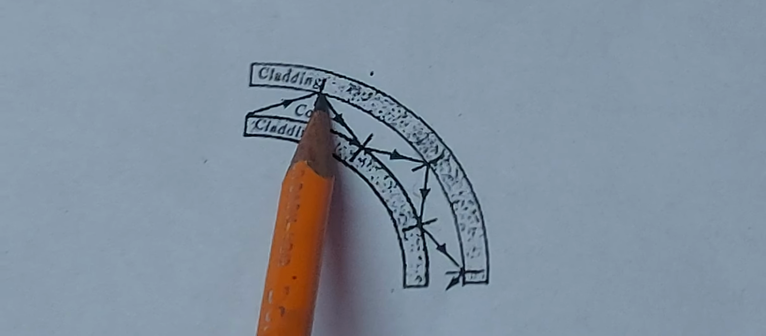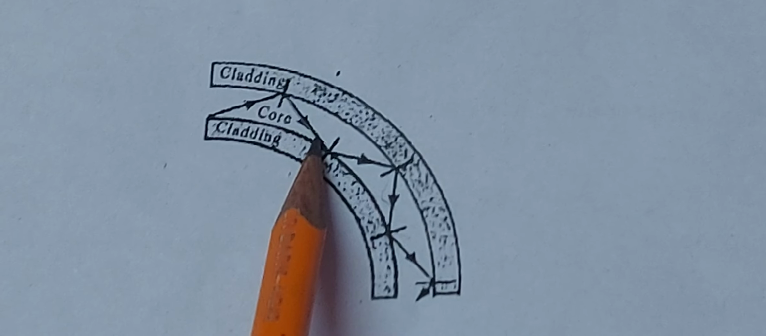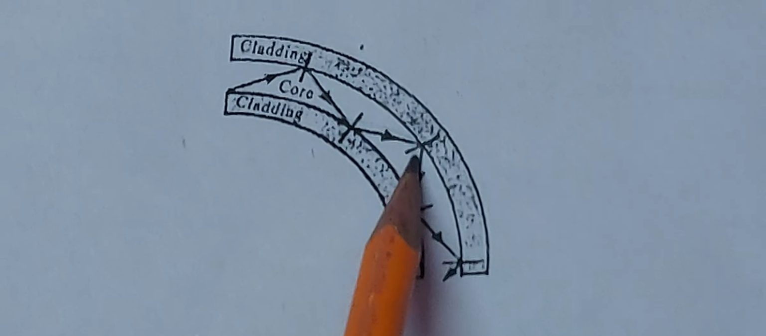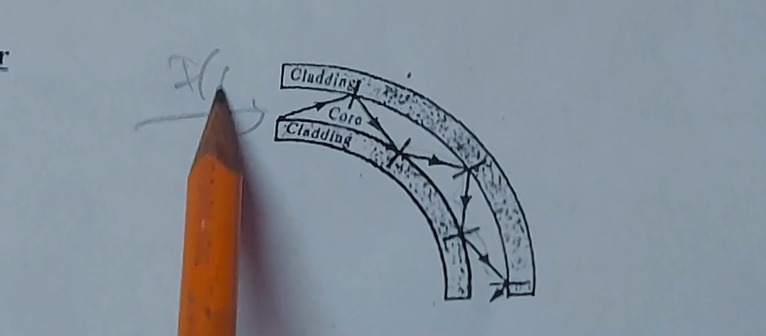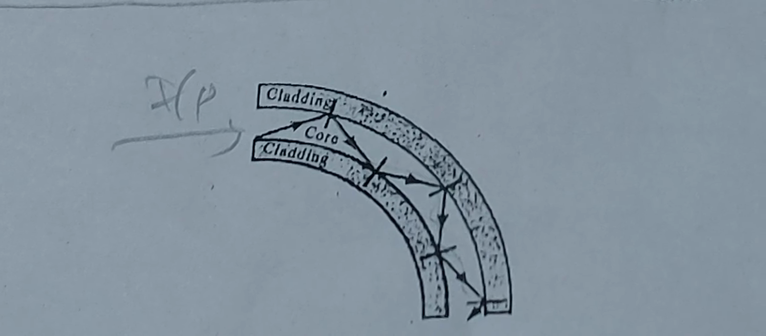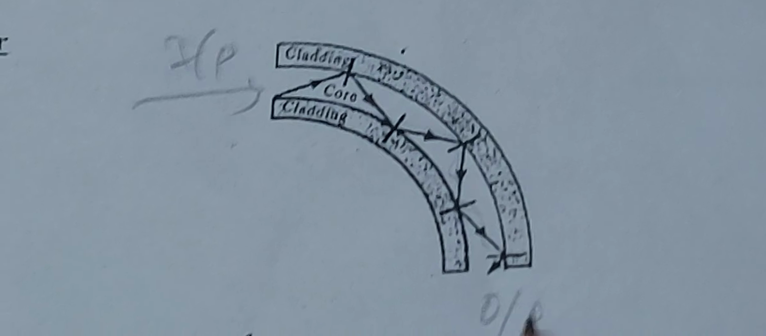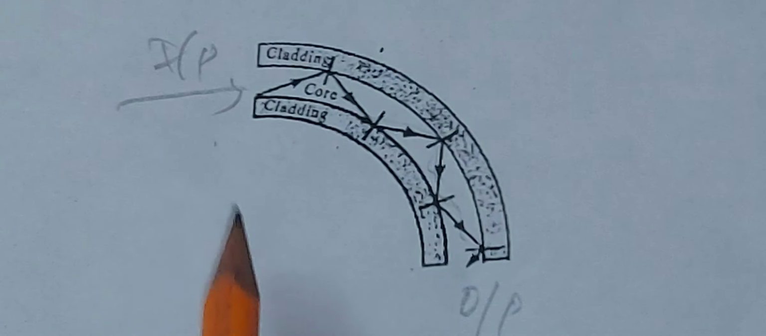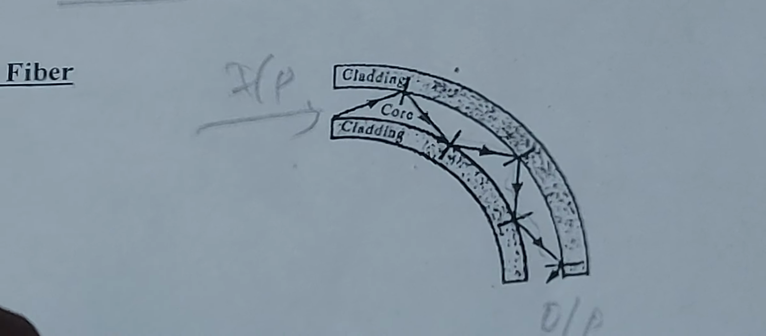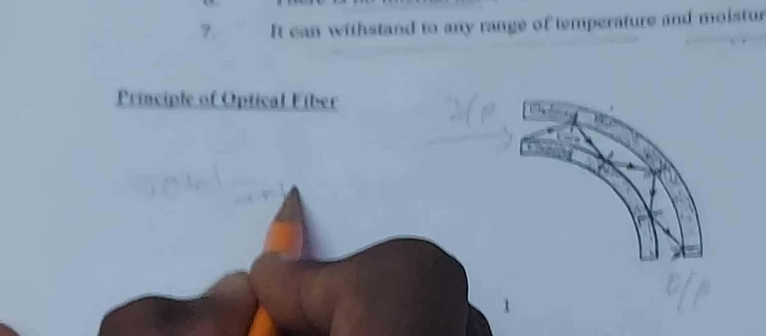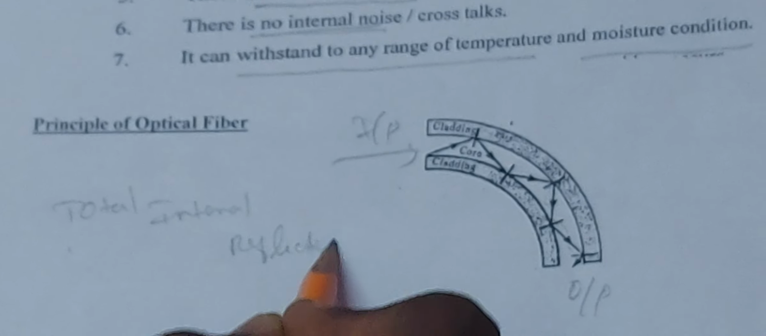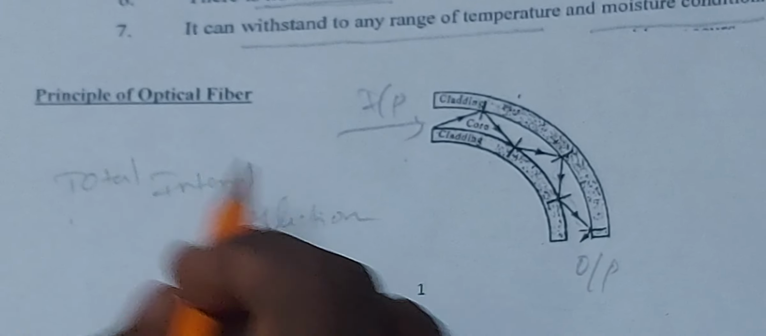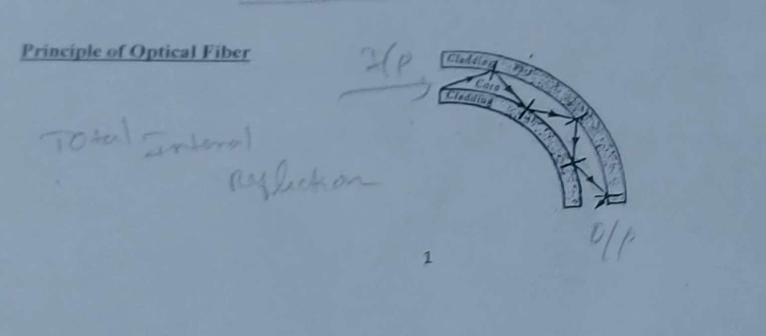It will be reflected in the core, once again reflected in the core, and another time reflected in the core. So we can give the input here, and the same output comes out there. This is the principle: the principle of optical fiber communication is total internal reflection. This is the principle behind the optical fiber.